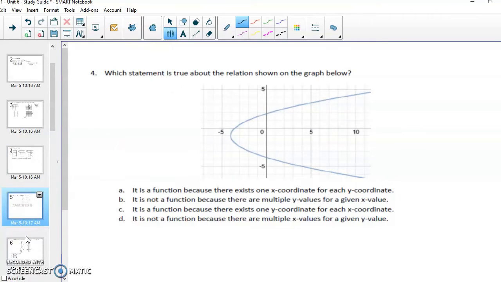Which statement is true? Number 4, and turn to page 21. Which statement is true about the relation shown on the graph below? So, is this a function? That's the first question. Does it pass the vertical line test? It doesn't. This one fails the vertical line test. So, we can cross off A and C. This one is not a function.